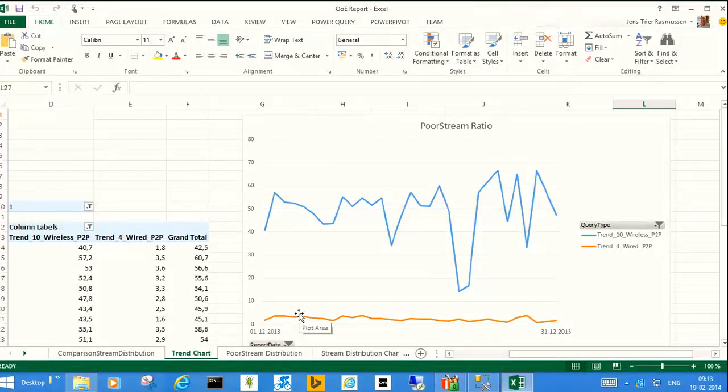So one of the customers we worked with, it was mediation to PSTN. And you could clearly see over the past month that the poor streams are going up and up and up. So that's a point where you want to dig in and figure out, okay, what mediation server or what gateway or what switch in my network is now contributing to that.